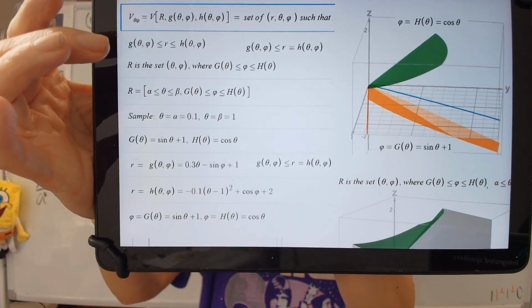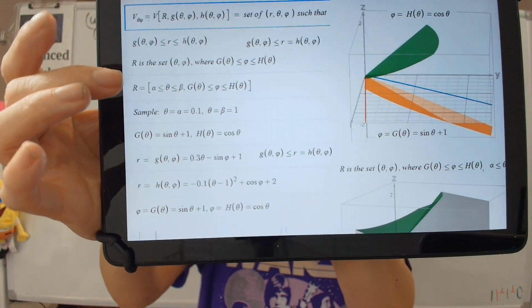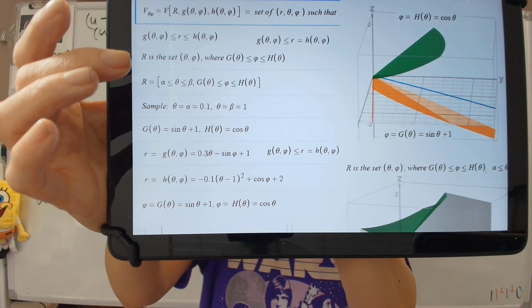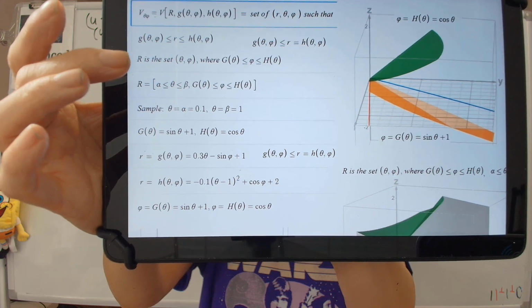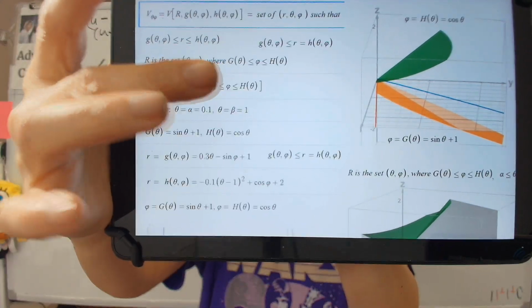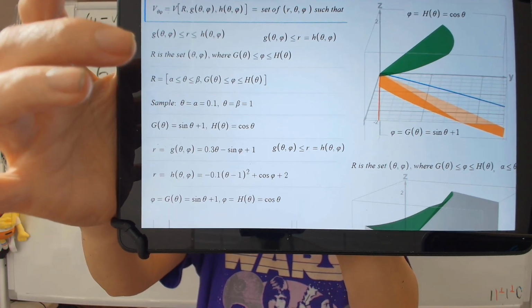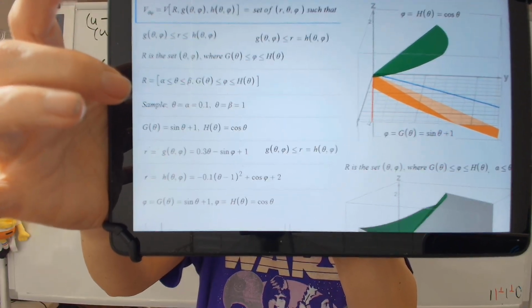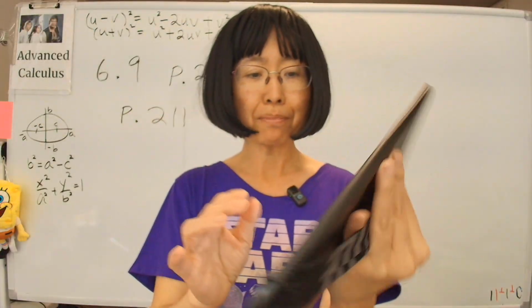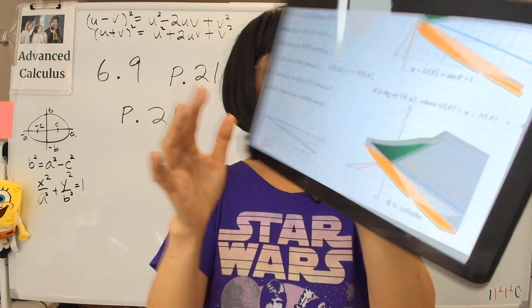Why do I have two of them here? I am not sure, and it doesn't matter. And then the big R is the set of theta phi such that phi satisfies these equations. And so, all right, how might that look like? So here's what I plotted, okay?